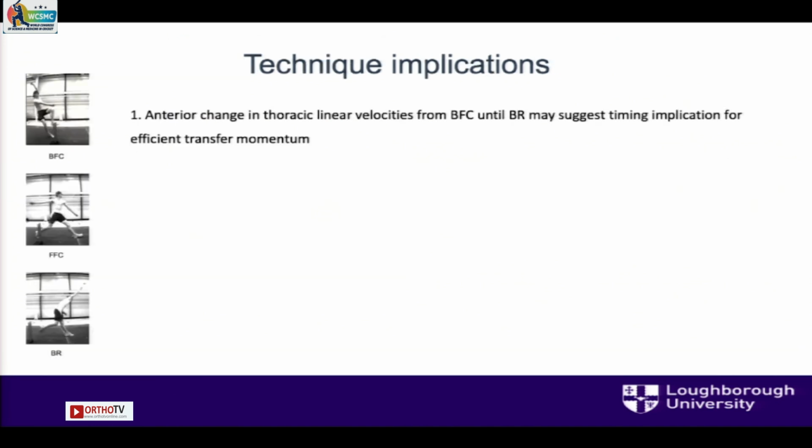So how does this look in terms of the technique implications and what we can draw from the SHAP analysis? The anterior change in thoracic linear velocities from back foot until ball release may suggest timing implications for efficient transfer of momentum. Time duration from back foot to front foot may imply less time spent on the ground, whether that would be to get in a good position with the delivery stride or to have a quick transition.